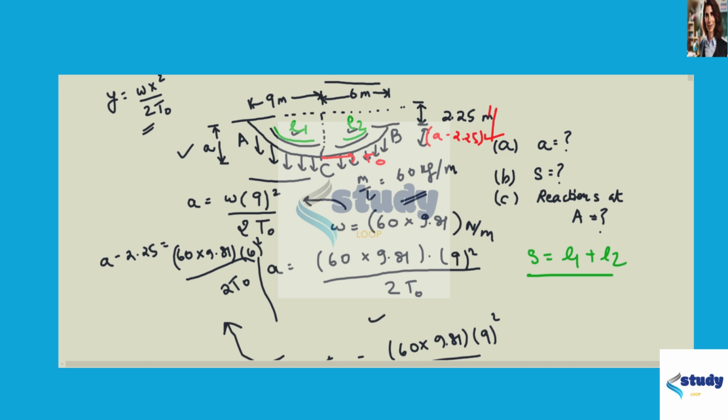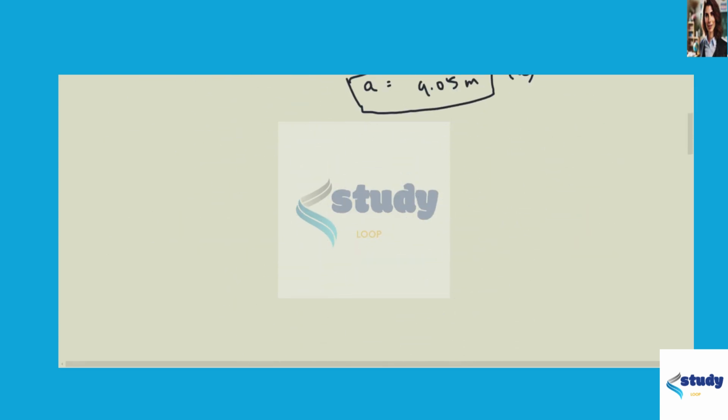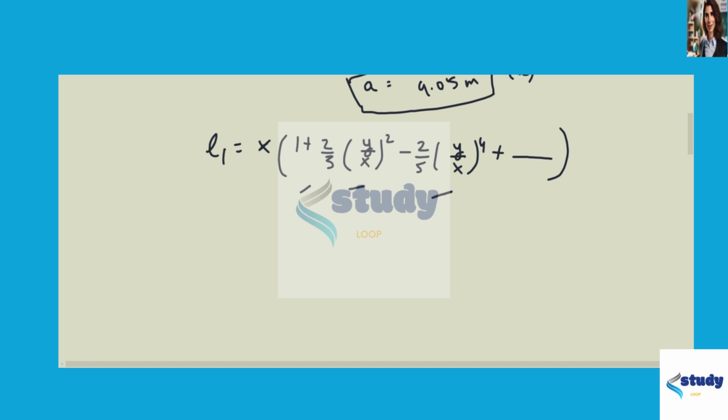We have a formula for calculating the length of the cable. The formula for L1, the first part of the cable, would be x times 1 plus 2 over 3 of y over x whole square, minus 2 over 5 of y by x to the power 4, and this goes on, but we'll just consider the first three terms of this formula.